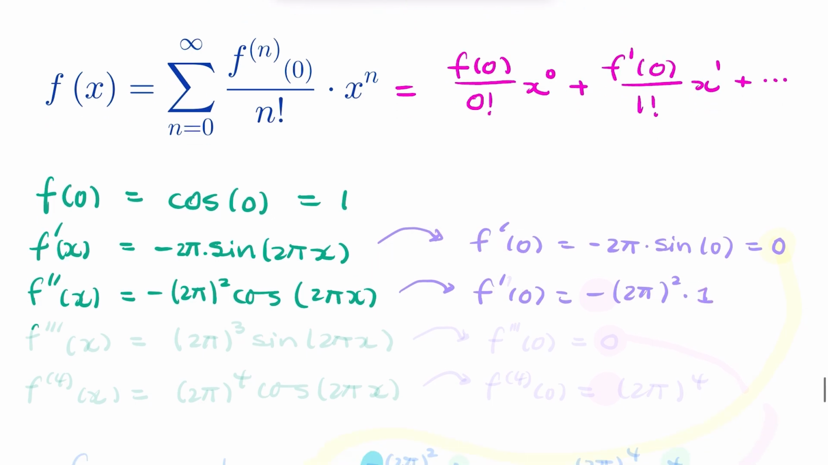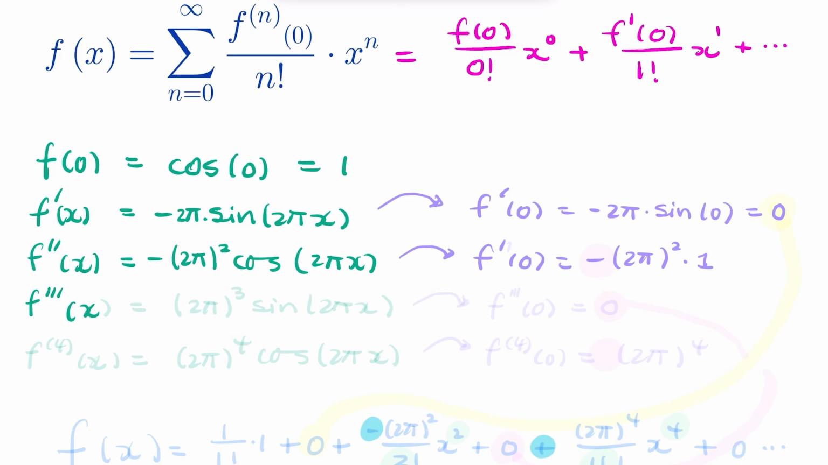And if we do that a third time, so if you differentiate the cosine, you now get negative sine, so the negative with the negative becomes positive, and we have 2pi again, so it's cubed, sine 2pi(x). And again, if we were to substitute x equals 0, sine 0 is 0, so that simply gives us 0.